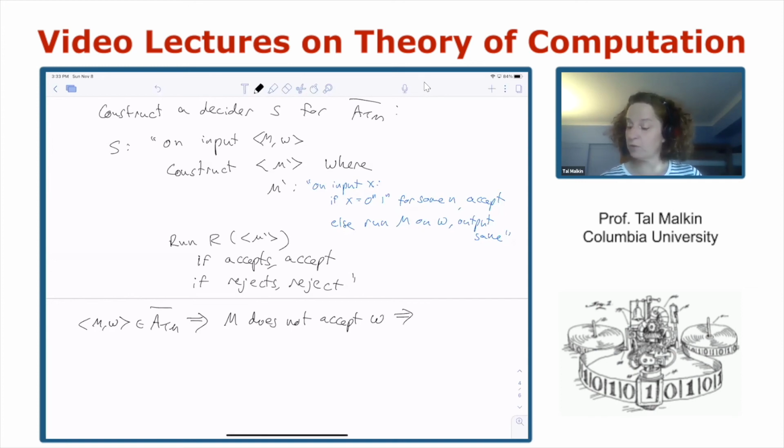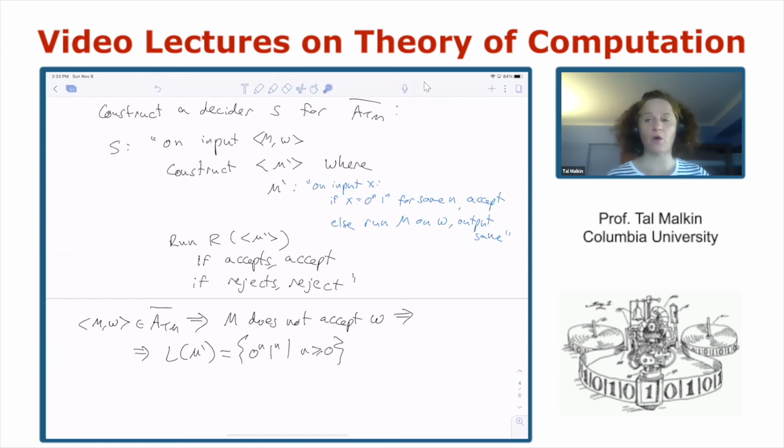And therefore, what is the language? The language of M prime is the set of all the 0^n 1^n. Right? Why is this the case? Because on these inputs are always accepted. All other inputs will not be accepted if M does not accept W. Okay, so these are the only inputs that are accepted, which means it's not regular.